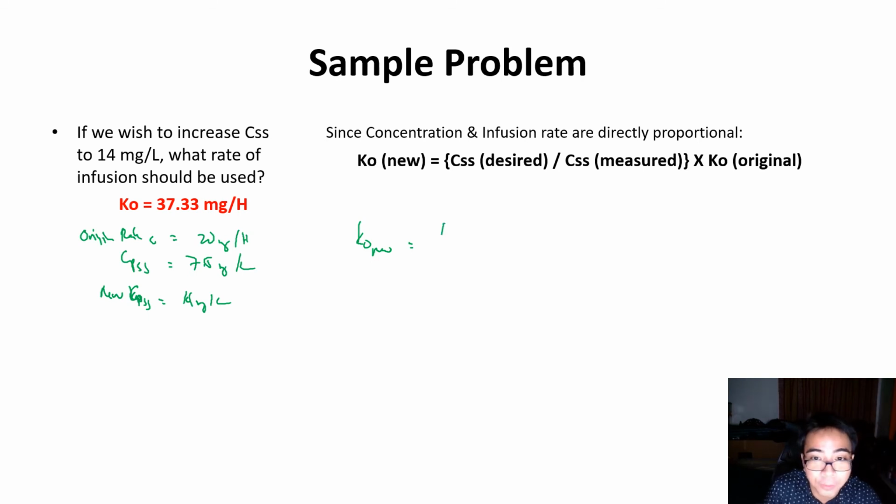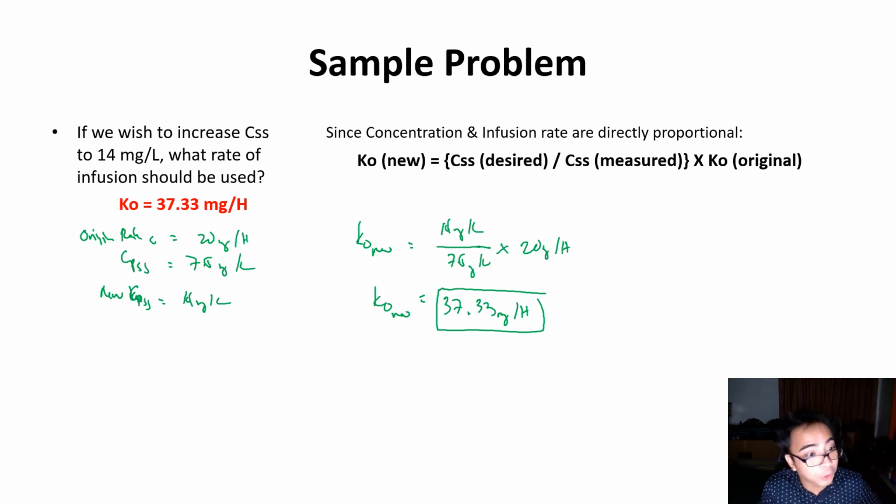So, anong desired ko is 14 milligrams per liter. Ang original was 7.5 milligrams per liter. So, obviously, tumaas ang desire ko. So, therefore, tataas din yung rate of drug input ko dapat. Times yung original, which was 20 milligrams per hour. So, 14 divided by 7.5 times 20, you get 37.33 milligrams per hour. So, ito yung magiging bagong rate of infusion ko to get a plasma concentration of 14 milligrams per liter.